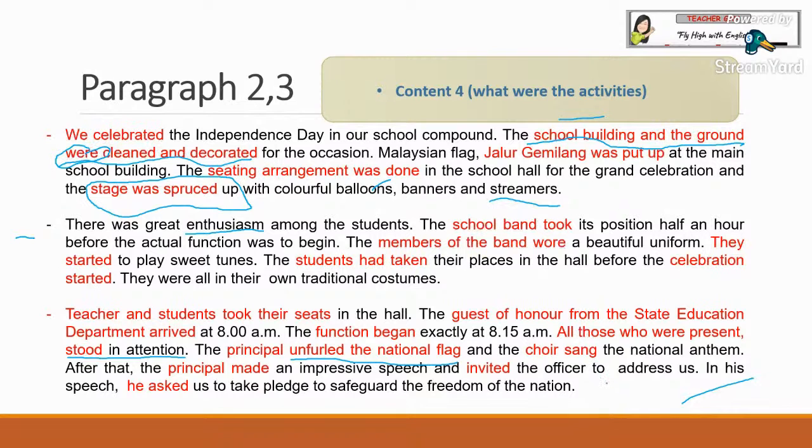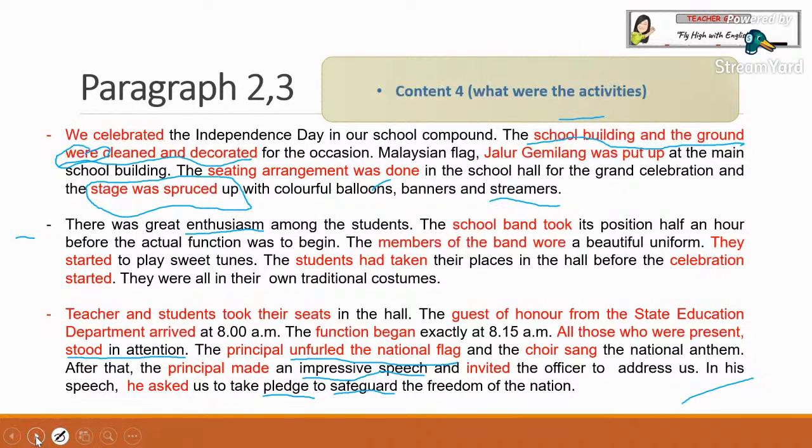After that, the principal made an impressive speech. Impressive speech means the speech was very, very good or meaningful. And then he invited the officer to address us. In his speech, he asked us to take pledge. To take pledge is like a promise. To take pledge means you have to promise to safeguard. Safeguard means to protect the freedom of the nation. So you must promise that you have to protect our freedom.